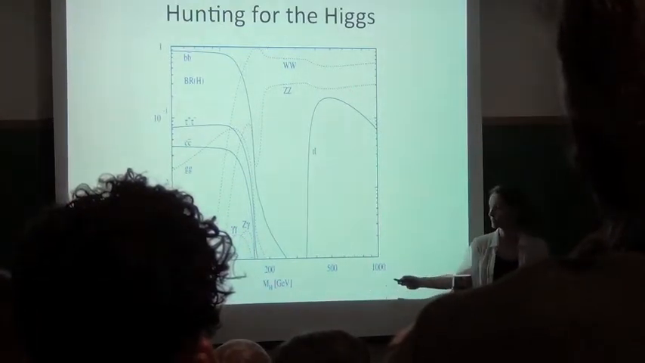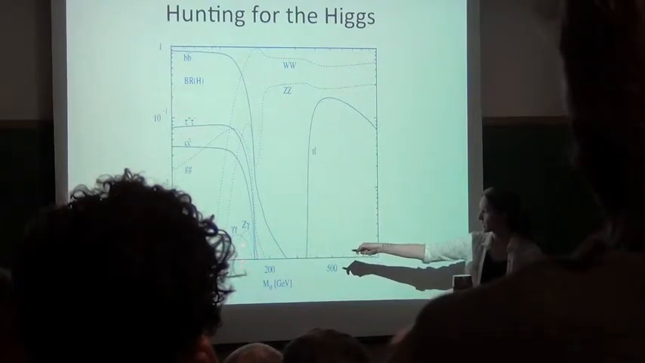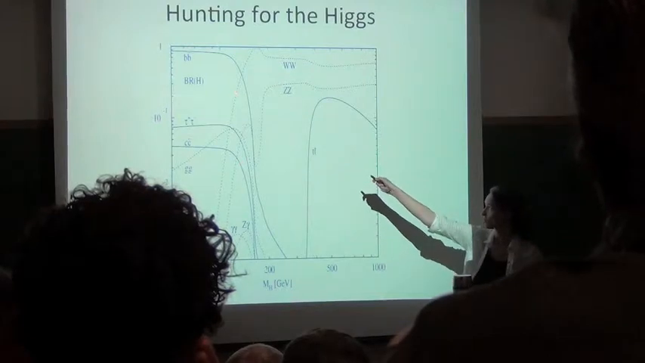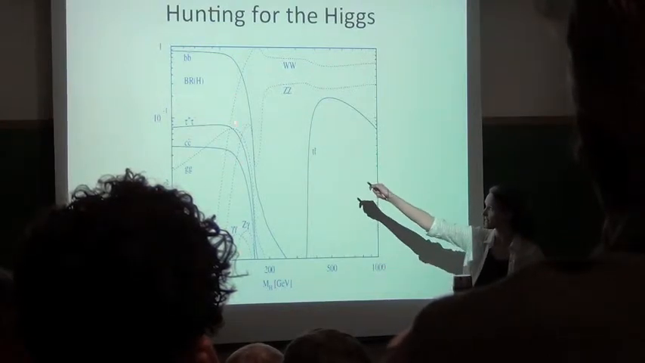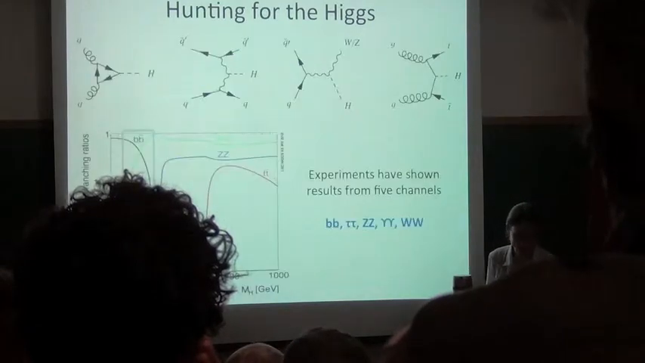According to theory, yeah. 125 GeV, by the way, where we actually have found something, is an extremely rich area. See all of the lines that intersect? Really a beautiful space for the Higgs to be.